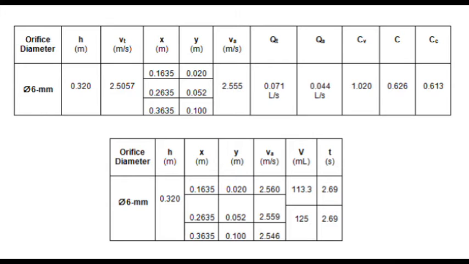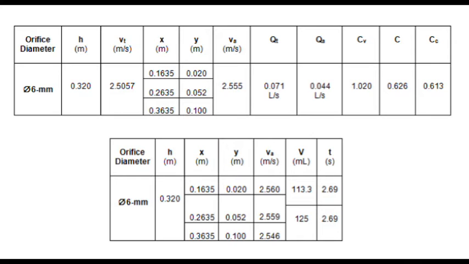The three y values were obtained by measuring the vertical distance of each needle point from the line of sight of the orifice, and this corresponds to each x value in the previous column. The theoretical velocity V sub t was obtained through the formula V sub t equals square root of 2gh, g being 9.81 meters per second squared and h being 0.120 meters. The resulting theoretical velocity is 2.5057 meters per second.